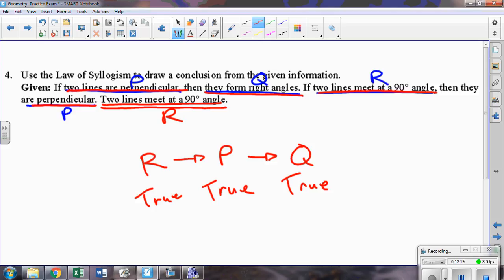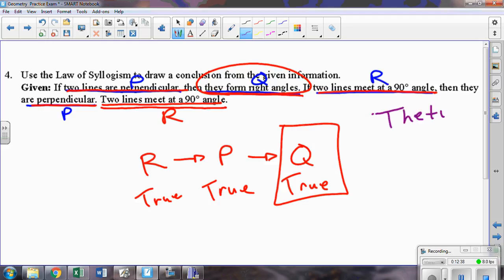Where is the end of our chain? The end of our chain is the conclusion, the last true thing that we know. So Q is our conclusion. The two lines form right angles.